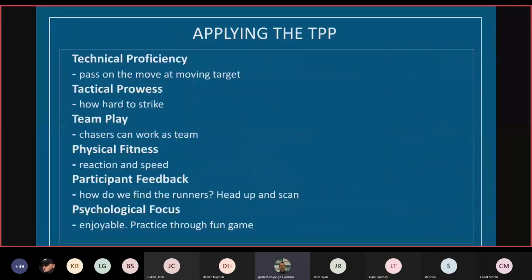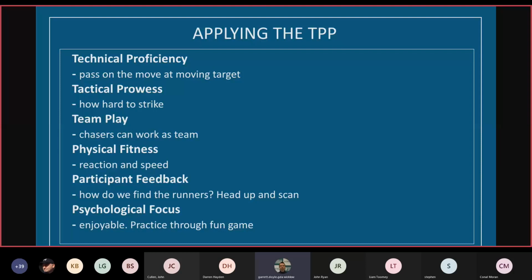As we skip down to the bottom, psychological focus. So how do I know that was enjoyable? Well, it was the most obvious one where you could see smiles on the face and positive body language. So it's practice through a fun game. These type of activities are also very beneficial to developing and improving our players. They don't necessarily realize how hard they're working, and how difficult the task is to hit someone trying to avoid the ball with a hand pass. Yet, as you see there, they were quite good at it. So it's passing on the move at a moving target.